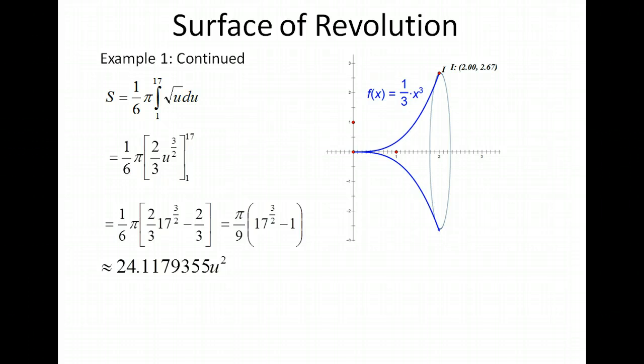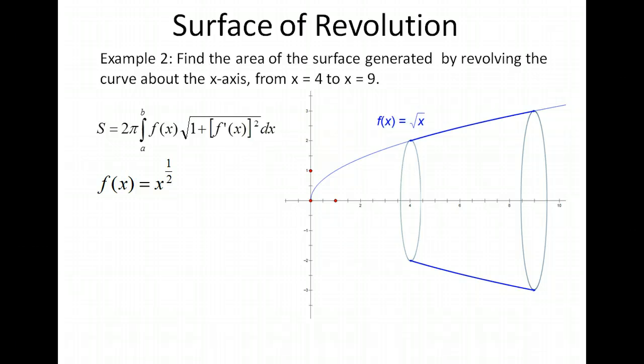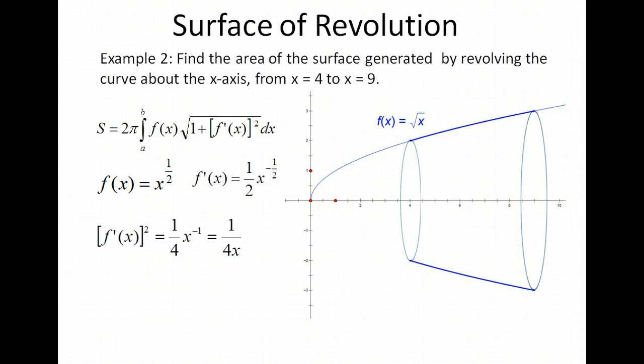Okay, let's try one more example. We have the equation square root of x, and we want to revolve the square root of x about the x-axis between the values of x equals 4 and x equals 9. So again, our first order of business is to find the first derivative of the square root of x. Reducing our exponent by 1, we get x to the negative 1/2, so 1/2 x to the negative 1/2. Then we have to square that. So we have 1/4 x to the negative 1, or rewriting as 1 over 4x.